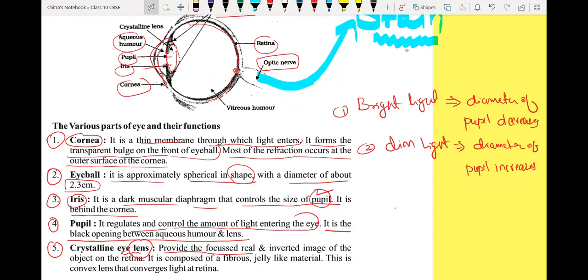The crystalline lens provides the focus, forming a real and inverted image of the object on the retina. Whatever light enters the eye lens, its image is going to form at the retina only.